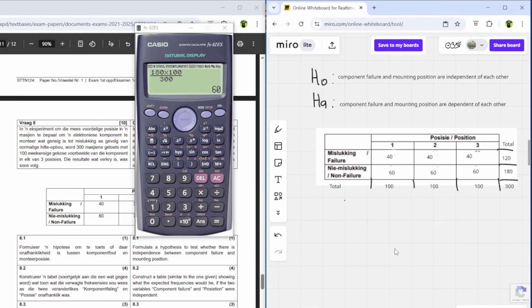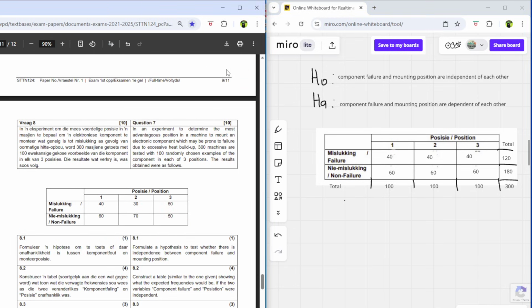So that is the table they wanted you to draw. Construct a table similar to the one given. So that is the table that is given here. This is the given table. This is the one they want you to draw.